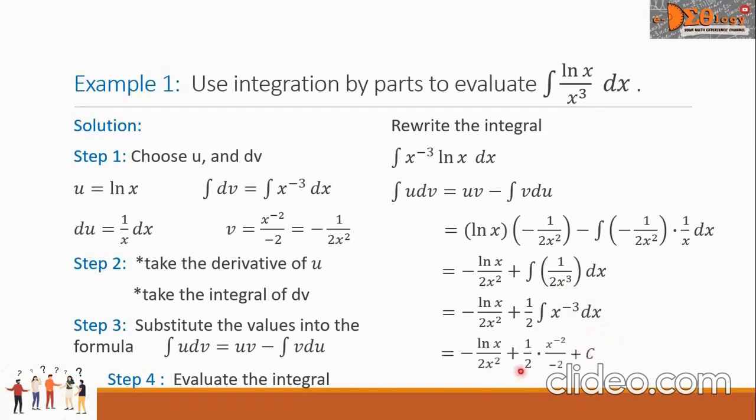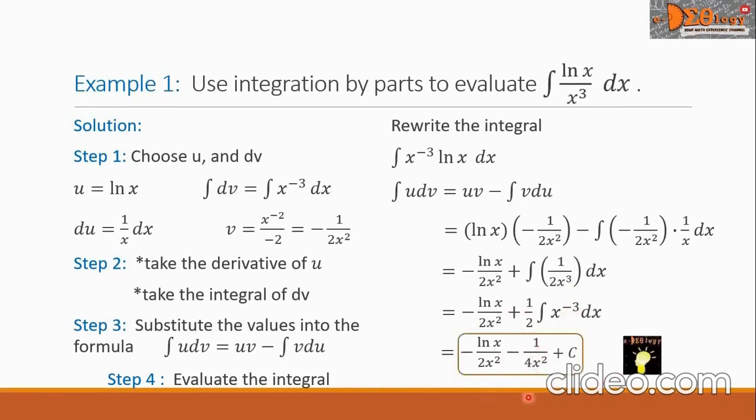Let us now evaluate this integral. So we have now 1/2 times the integral of this x raised to negative 3. We have x raised to negative 2 over negative 2. We can simplify this part into negative 1 over 4x squared. This is now the final answer.